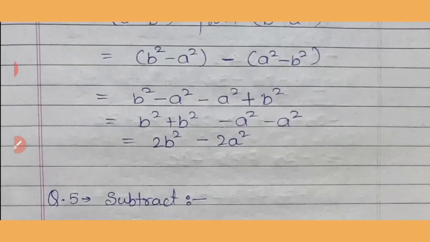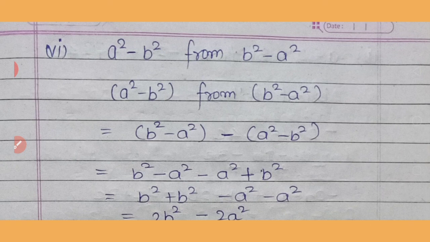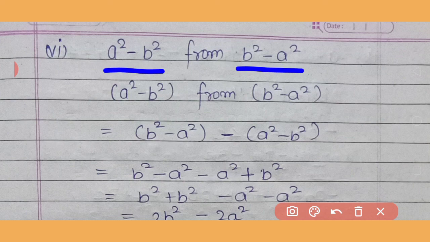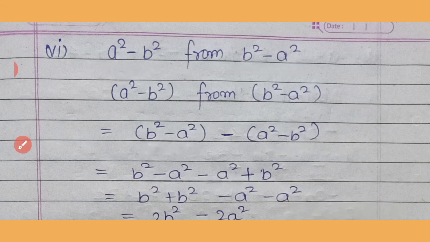Next, it is one of the interesting and important questions of this exercise: a square minus b square from b square minus a square. Now from here we will study the subtraction of binomials. Now b square minus a square will be first and a square minus b square will be second. Whenever the bracket opens, in that condition the second bracket's signs will be changed. So plus a square will change into minus a square and minus b square will change into plus b square.